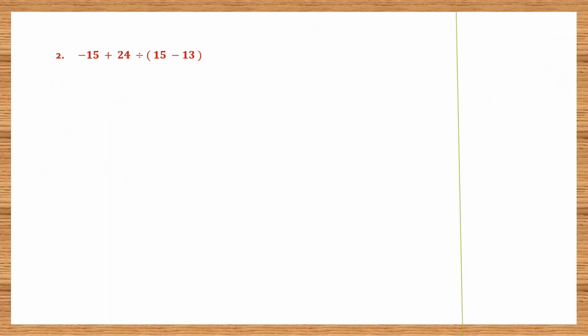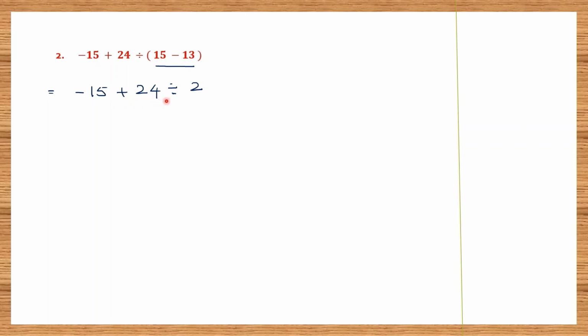Question 2. Here also we have only one set of brackets. That means that has to be done first. So we are going to write everything else as it is. We write minus 15 plus 24 divided by, now let's do what is within the brackets. 15 minus 13 is 2. So now what are the operations we have? This is minus 15. We have addition and division.